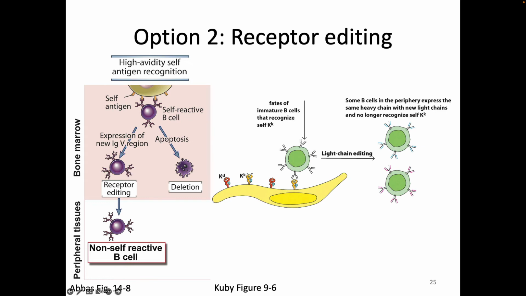bone marrow, and we turn it off. We let it leave the bone marrow, but we let it leave the bone marrow turned off, so that if it sees its antigen, it can't do anything. Now again, you're like, this seems like the dumbest thing ever. Now I'm wasting more ATP.